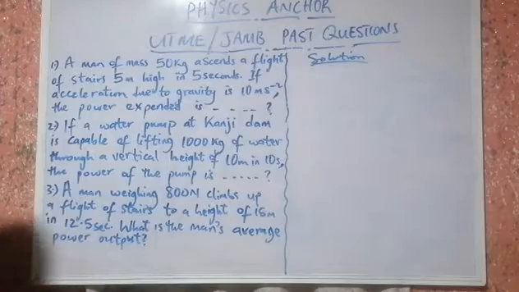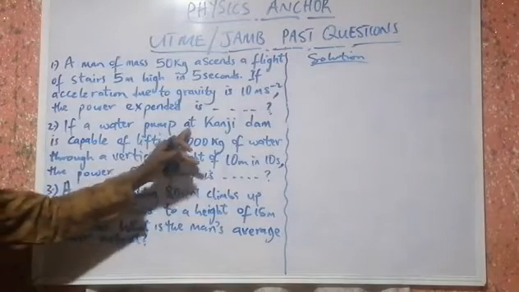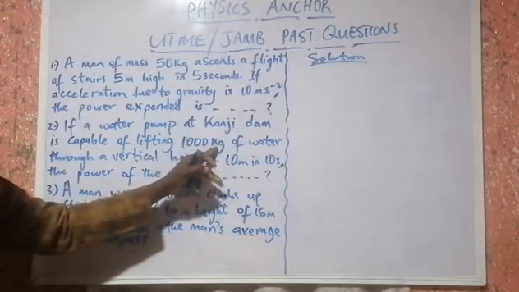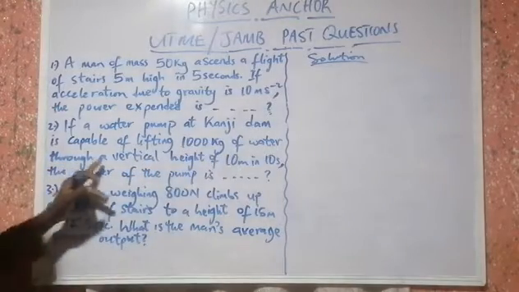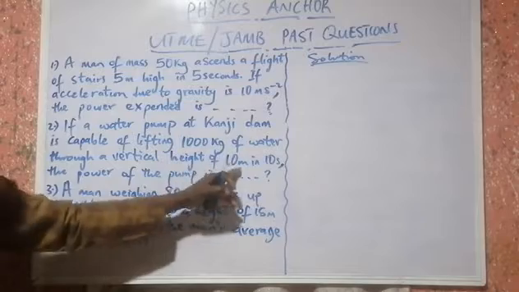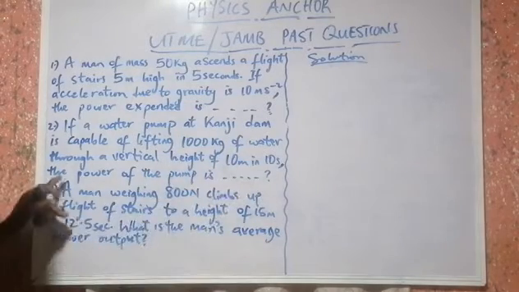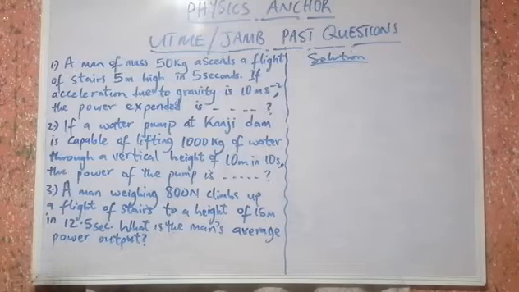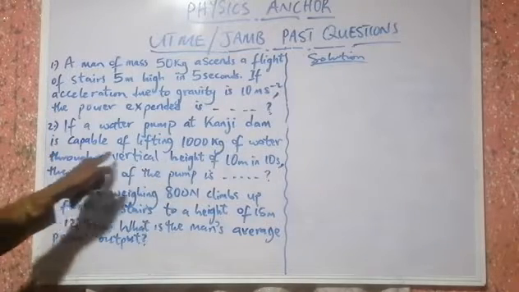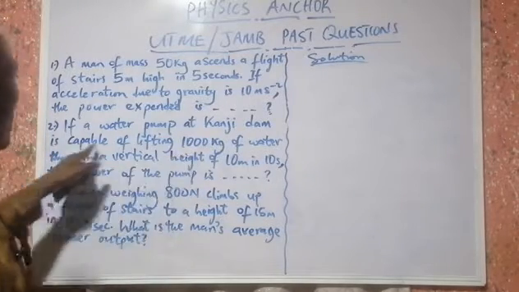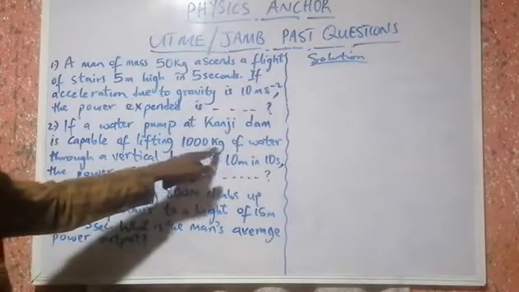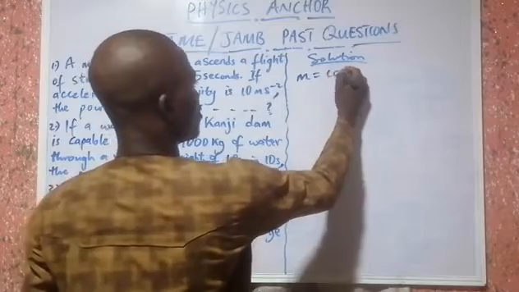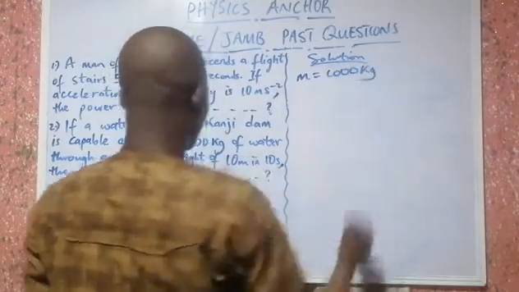Question number 2. If a water pump at Kainji Dam is capable of lifting 1,000 kilograms of water through a vertical height of 10 meters in 10 seconds, the power of the pump is dash. So let's list out the parameters we have here. So we have lifting 1,000 kilograms of water. In other words, that's the mass of water, which is 1,000 kilograms.